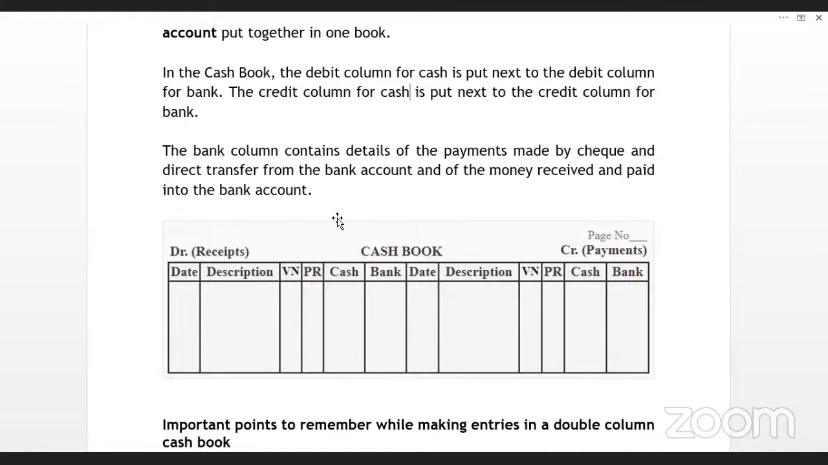Now, this is the format of a two-column cash book. We have the debit side as well as the credit side, as you can see.